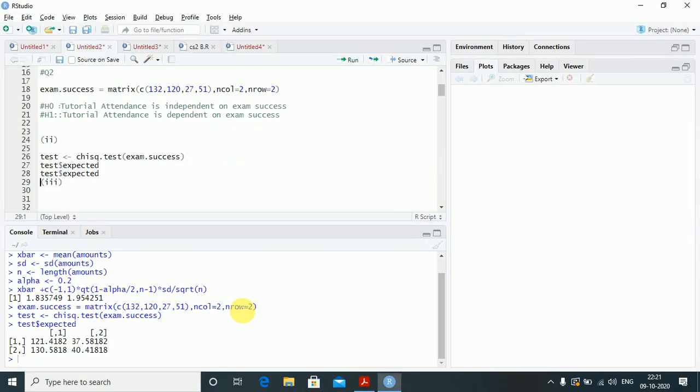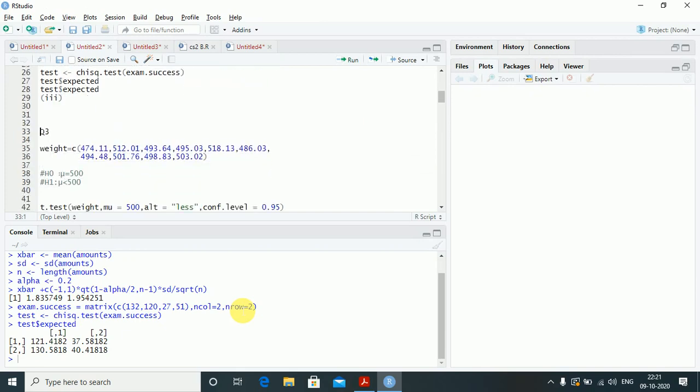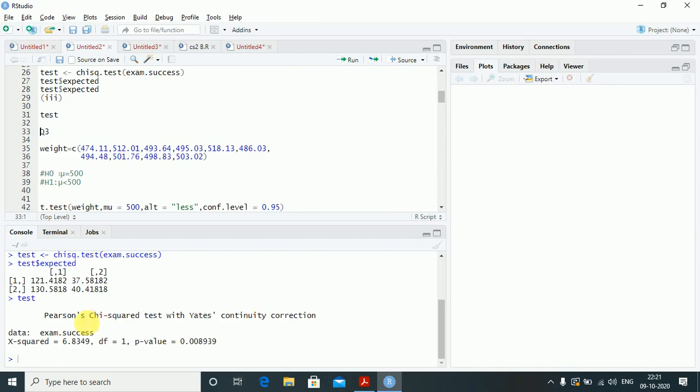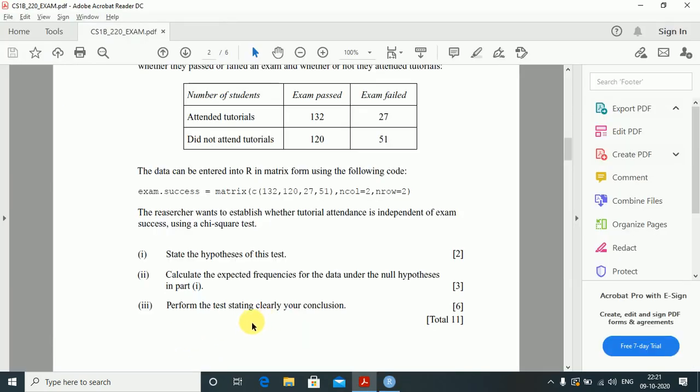Perform the test, stating clearly a conclusion. So you have to perform the test. Now you just need to run your test. So my test I'll run. My test says Pearson's chi-squared test with continuity correction. X squared is this value, degrees of freedom is 1, p-value is this. Okay, stating clearly a conclusion.